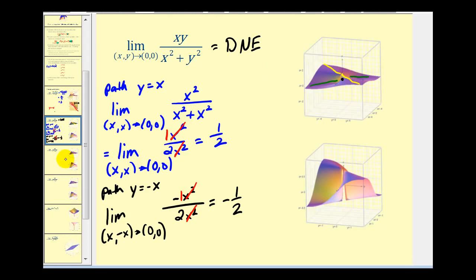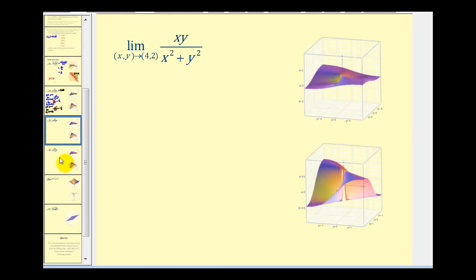Let's take a look at a few more. Now, on this one, I just wanted to show it's the same function, but now we're approaching the point (4, 2). So even though we had a problem approaching (0, 0), for the point (4, 2), we'd come out 4 along the x-axis, and then over 2 along the y-axis. We might be somewhere around here. And notice the surface is nice and continuous around this point. So we can go ahead and just perform direct substitution to determine the limit as (x, y) approaches (4, 2).